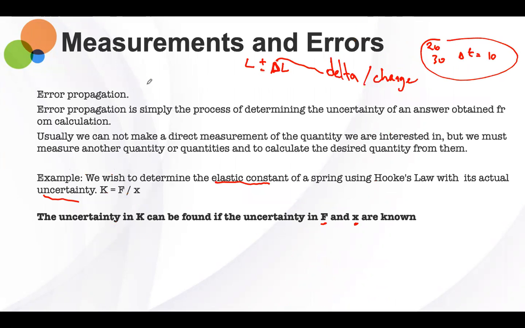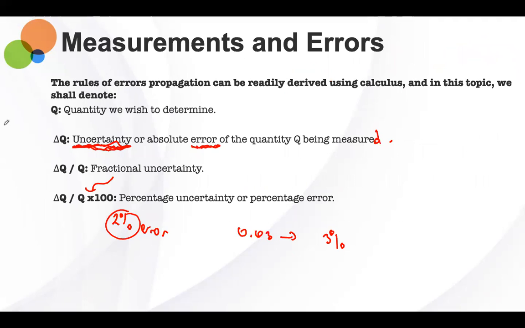So we're currently at error propagation, and we're finding the uncertainty of answers based on calculation. Because of the calculations, the errors will change. So that's what we're doing in error propagation. We say Q is the quantity that we wish to determine, and delta Q is the uncertainty, or absolute value of the uncertainty, of the quantity Q being measured. Let's say delta Q is for length in this case, you'd have 0.1 as delta Q.